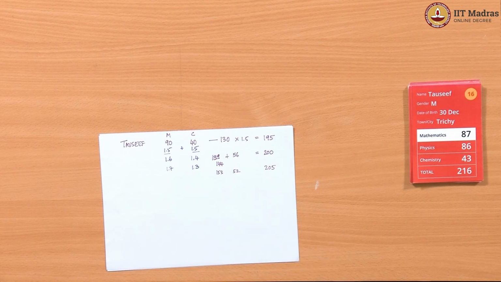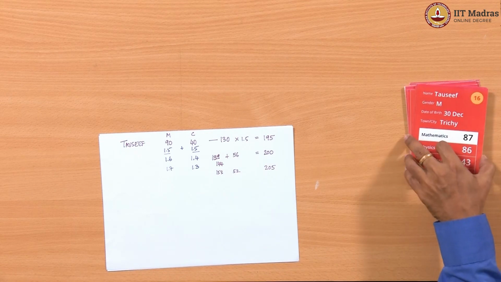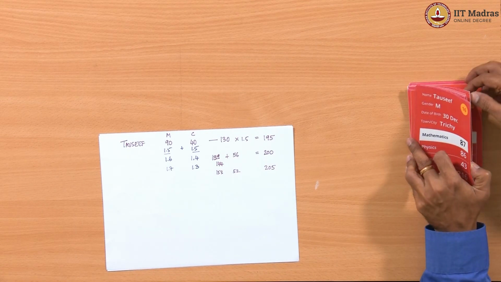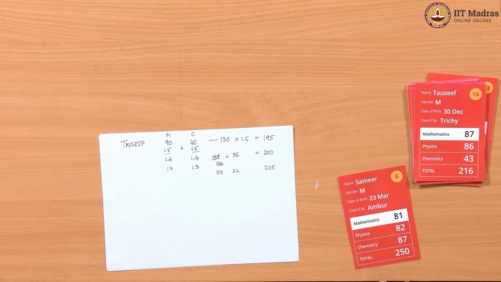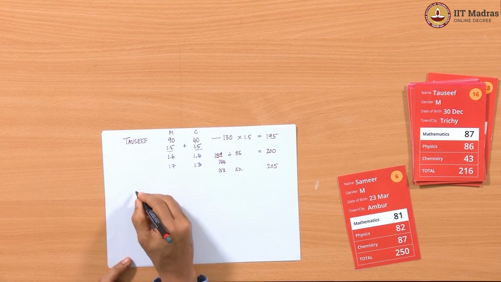So now we look at the next, some random other sample. Maybe just dig down and pull out some other card. You can see whether this makes sense or not. Okay. I have taken Samir. So Samir.